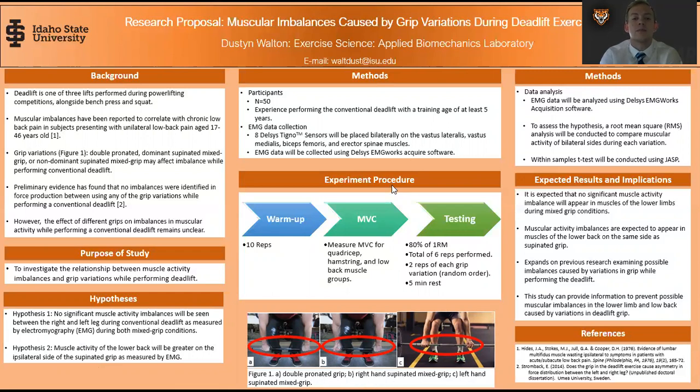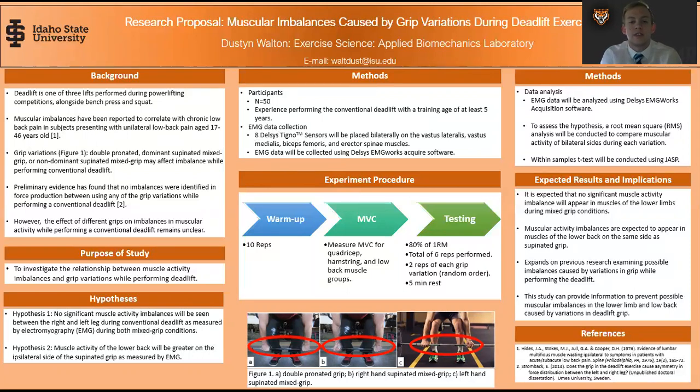So for the participant recruitment, ideally there would be 50 participants recruited with at least a training age of 5 years, meaning that they have trained consistently for 5 years and have experience performing the conventional deadlift. There will be 8 EMG sensors placed bilaterally on the vastus lateralis, vastus medialis, biceps femoris, and erector spinae muscles. And then following data collection, the data will be analyzed using the Delsys EMGworks acquisition software.